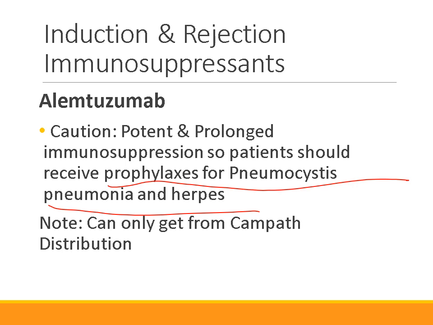You can only get it from what's called CAMPATH distribution. So there's a specific application process and paperwork that has to be filed in order for you to be able to use this for your patient. And essentially, you've got to show that there's not something else that you can use, that this has to be used for some specific reason.